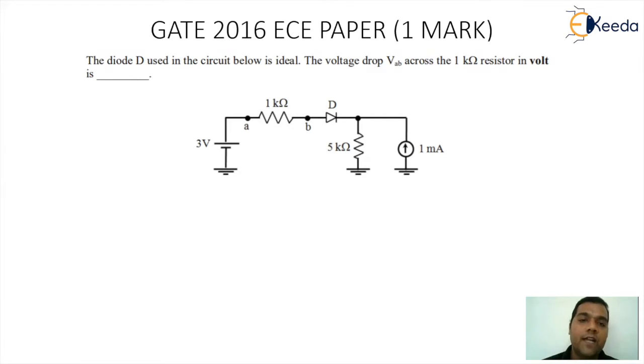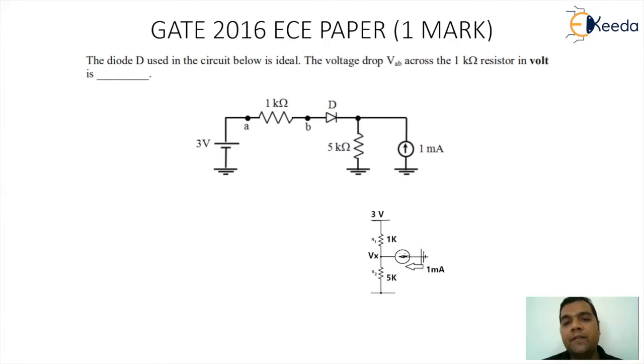If you observe the diagram carefully, we have a 3 volt battery followed by a 1 kilo ohm resistor with points marked A and B, where we are going to measure the value of VAB, followed by the diode D and a 5 kilo ohm resistor. And from the right hand side, a current source of 1 milliampere is sourcing current to the node where the 5 kilo ohm is connected. So let's understand what is going to happen.